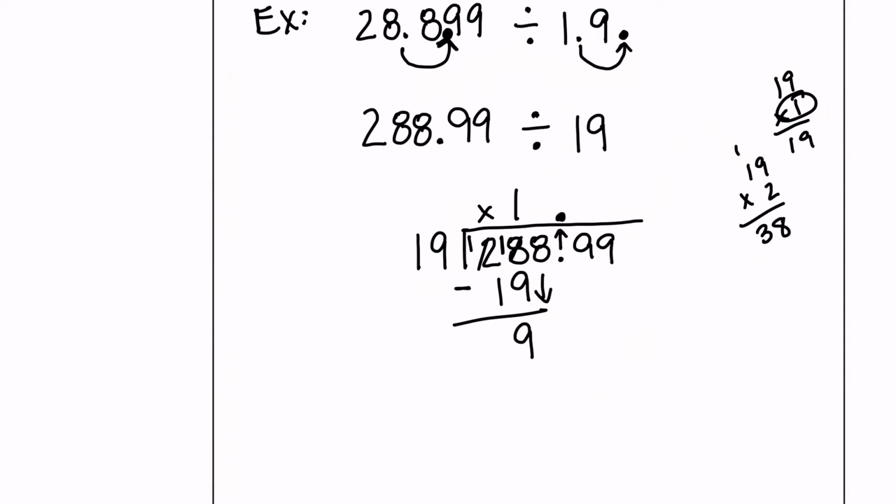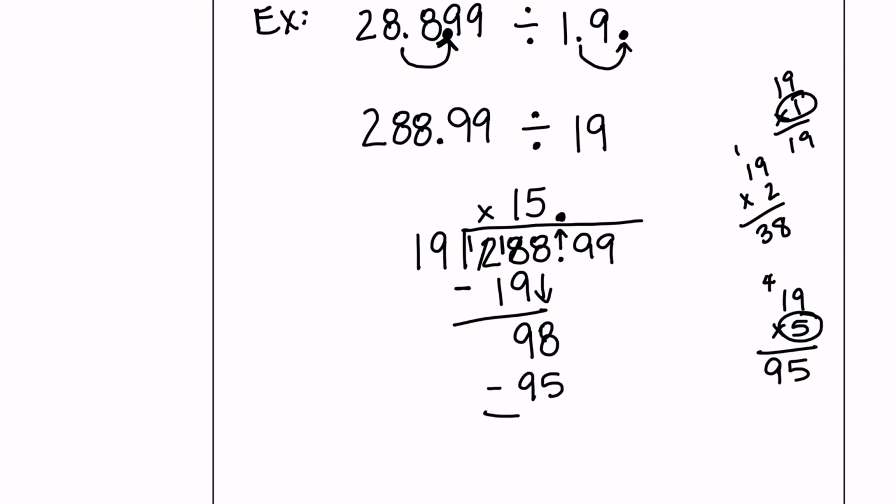And then remember, you're going to bring down your next digit in your number, which is an 8 in this case. So I have 98. So let's try 19 times 5. Well, let's see. 9 times 5 is 45. There's a 4. And then 5 times 1 is 5 plus 4 is 9. 95. That's as close as I'm going to get to 98 without going over. So I'm going to take the 5, and it's going to go over the 8 up here. So we said 5 times 19 is 95.